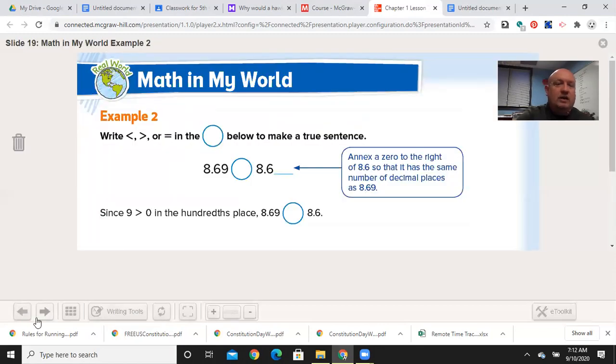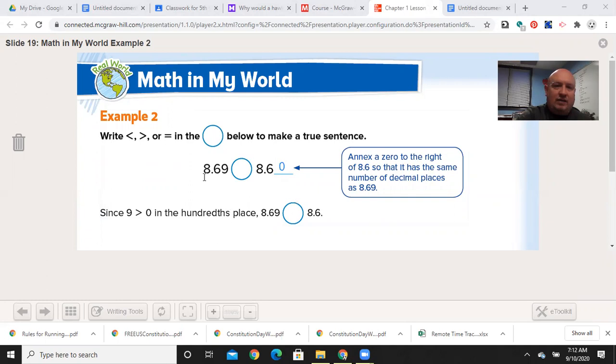So now let's look at example nine. Write less than, greater than, or equal to in the circle below to make a true sentence. Remember, we call these number sentences. The first thing it's suggesting is to annex a 0 to the right of 8.6 so that it has the same number of decimal places as 8.69. That will help you when you're doing a comparison. So let's go ahead and follow its direction. I'll put a 0 there. So now I have 8.69 compared to 8.60.